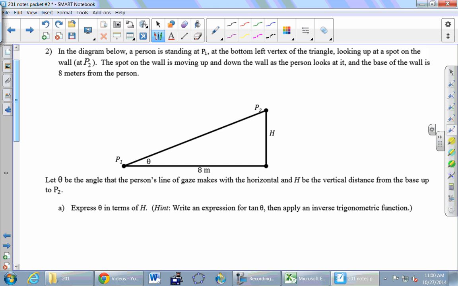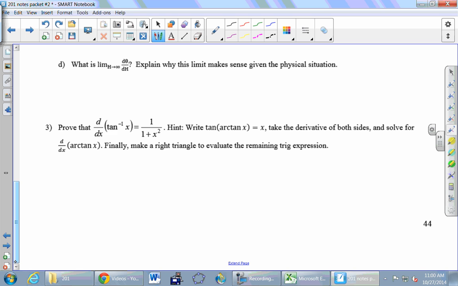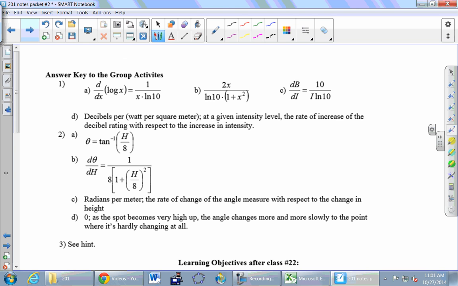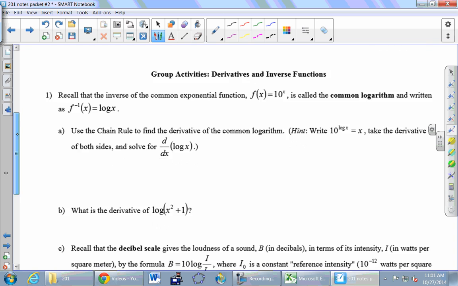There's an angle involved, and all of a sudden, one of these inverse trig functions is going to come into play. And then you'll actually prove something that I just asserted earlier today, that the derivative of inverse tan is 1 over 1 plus x squared. So you will prove that, and then there's the answer key. So give it a shot. I will walk around and take questions.